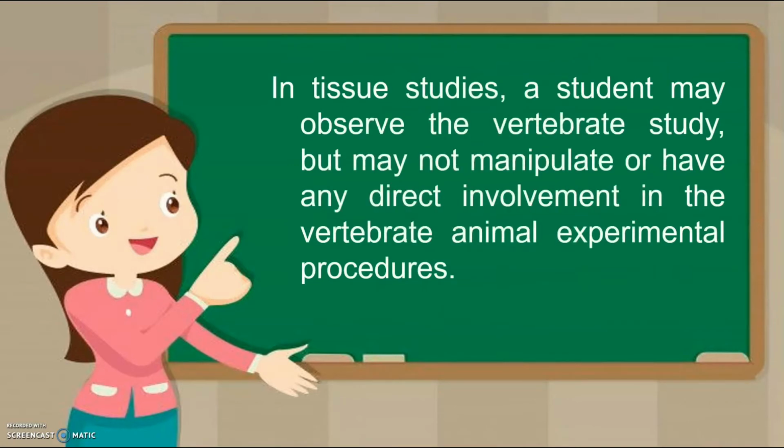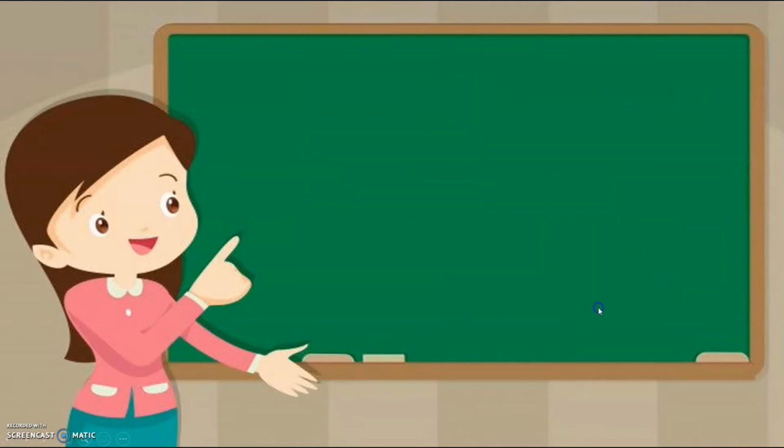In tissue studies, a student may observe the vertebrate study but may not manipulate or have any direct involvement in the vertebrate animal experiences or animal experimental procedures. Vertebrate animals as covered by these rules are defined as... so what are those animals that are considered vertebrate animals?